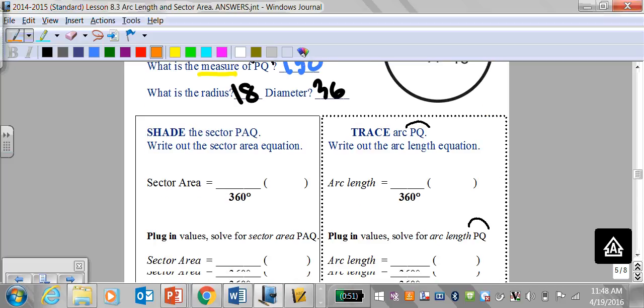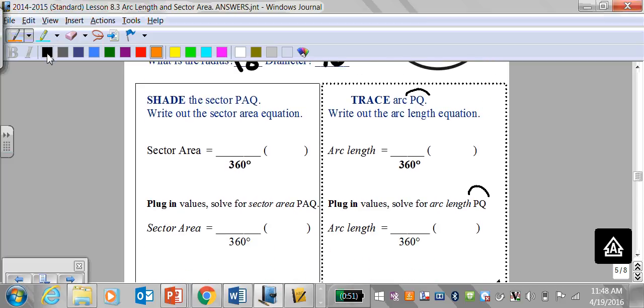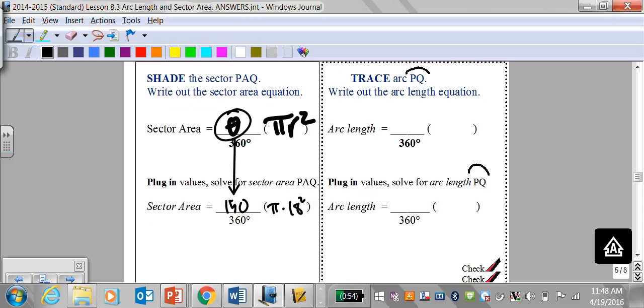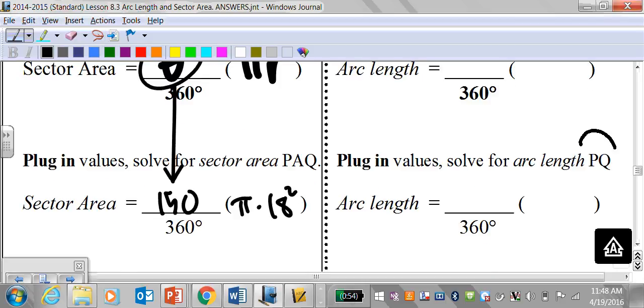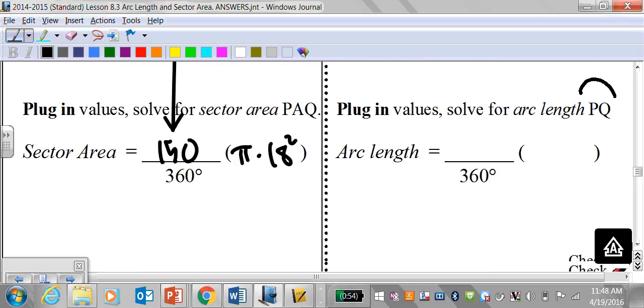Ready? Let's write our equation for sector area, which is theta over 360 times pi r squared. Amber, that means fraction of area. What's our theta here? It's the same, right above it. That's 150 times pi times our radius, which is 18 squared. We're going to do this without a calculator.